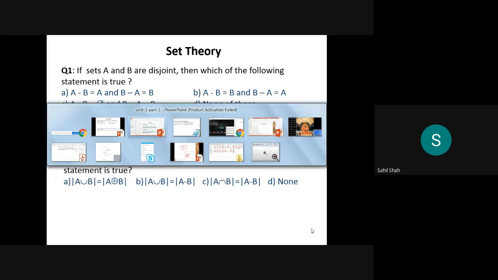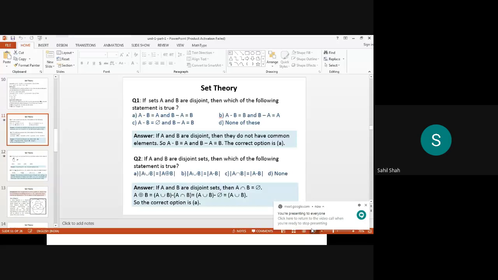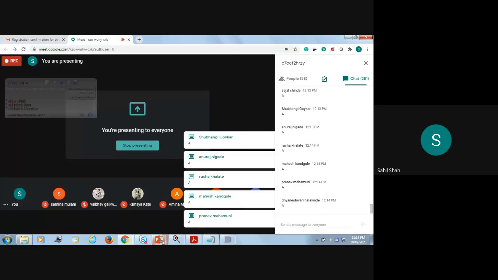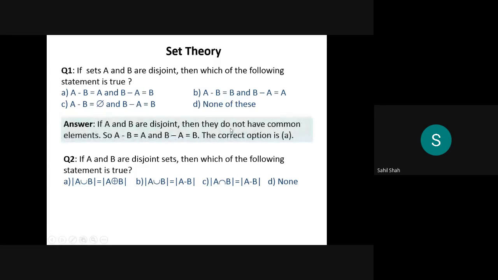Replies in chat window, I am expecting it. Okay. Answer is A, all are saying. So if the sets are disjoint, that means they are not sharing anything. A will not share anything with B, so I will have A as an output. In a similar manner, B will not share anything with A, so I will have B as an output if I take a difference of both. Then they do not have a common element, so A minus B equals A and B minus A is also equal to B. Okay.